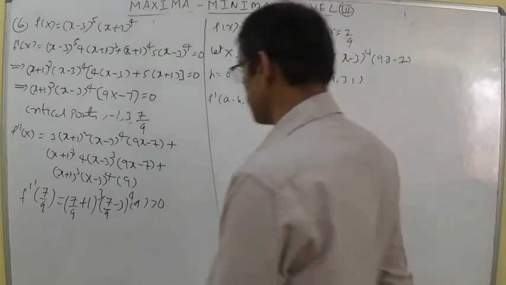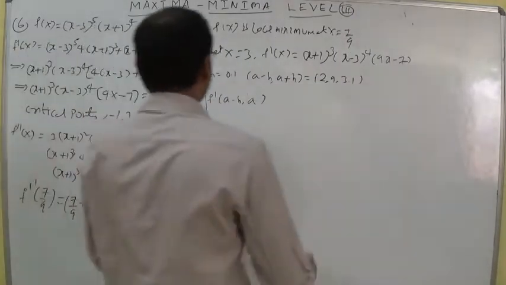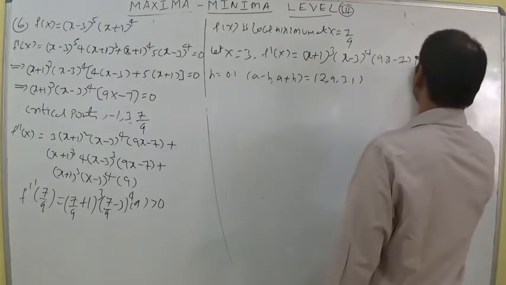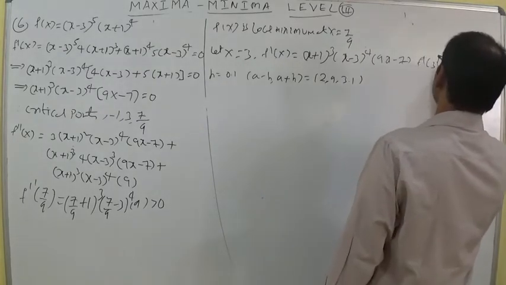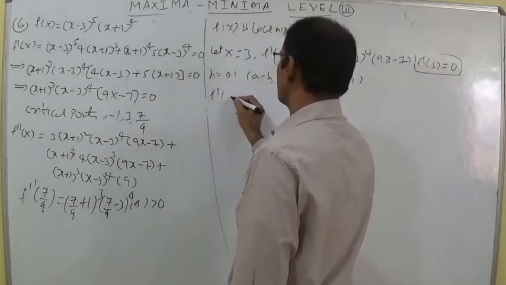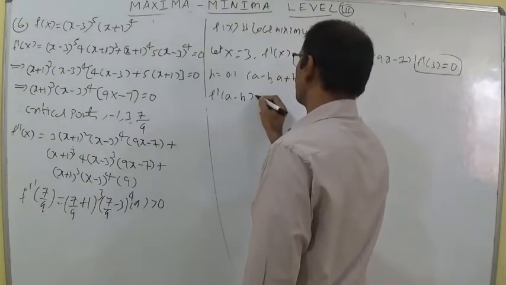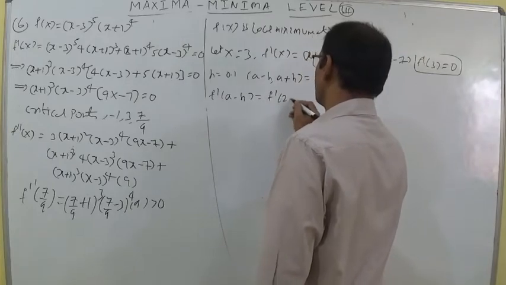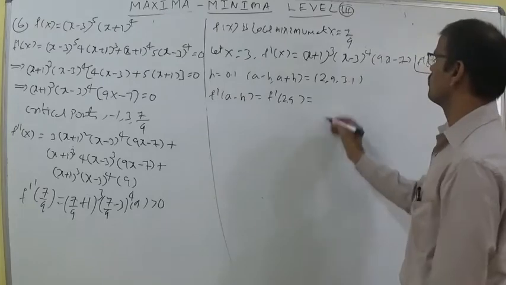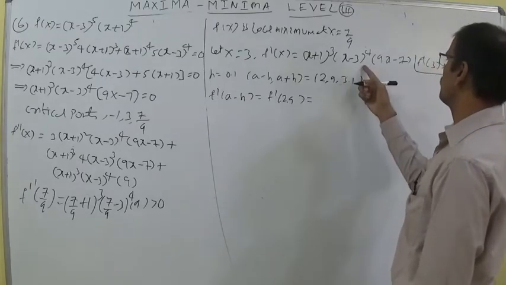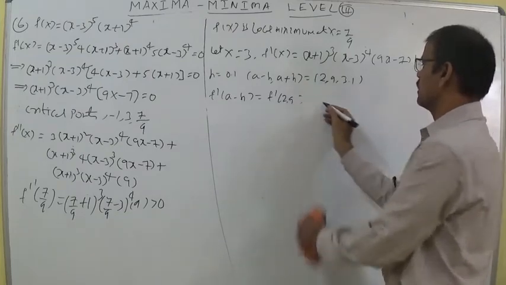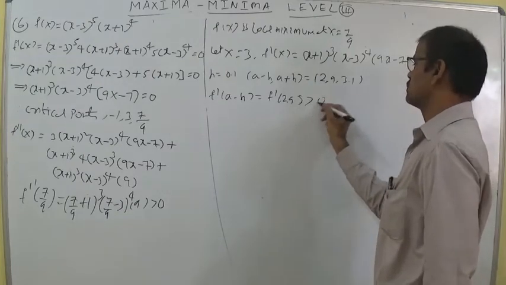Let us discuss the signs. f'(a) we already know becomes 0. Here I am writing f'(3) becomes 0. Now let us discuss a minus h. f'(a-h) is equal to f'(2.9). 2.9 plus 1 whole cube becomes positive. 9 into 2.9 minus 7 is positive. So f'(2.9), we know, is positive, greater than 0.